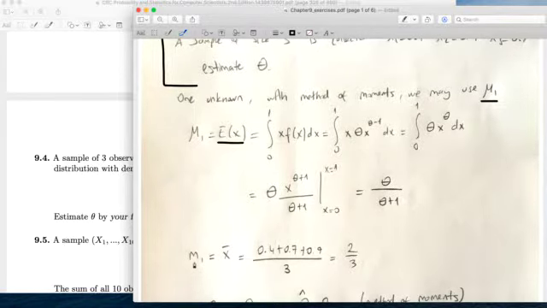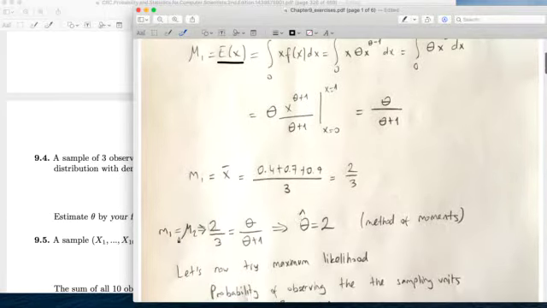This first sample moment is just defined as x bar, the average of these 3 sample observations. When we add them up and divide by 3, we get 2.3. So when we equate these two things together, 2.3 is equal to theta divided by theta plus 1. Simply, theta hat becomes 2. So with method of moments, our estimate for theta with this sample is 2. All right, so this is how we estimate it by method of moments.